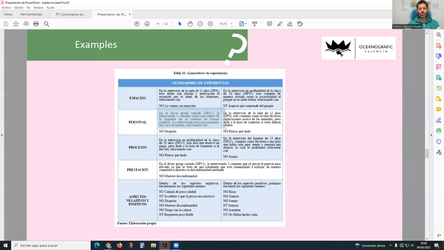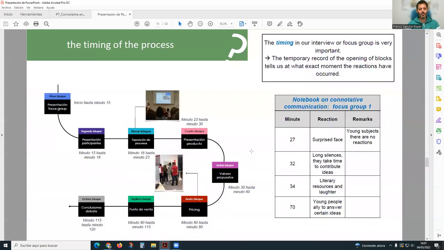Personal, in focus group, whatever, is an example. An individual says something about the people that were cleaning the room. Observational note: the individual was angry, and so on. So you can explain the situation, an example, and also what is the observational note you have used to code that connotational element. So this is an example.